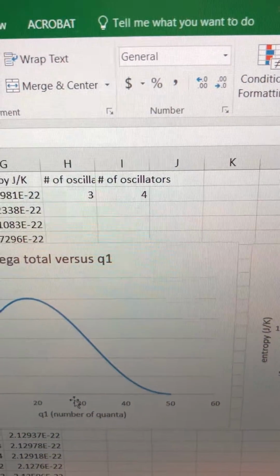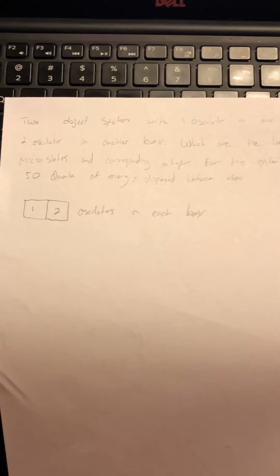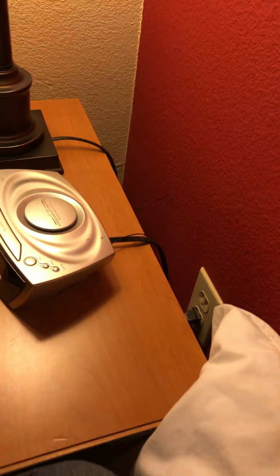So we have a two-object system with, actually it's not one oscillator, it's 3 oscillators in one box and 4 oscillators in another. What are the total number of microstates and corresponding entropies for this system? And there are 50 quanta of energy dispersed between them. And then I'm also going to plot the graphs of them as well.